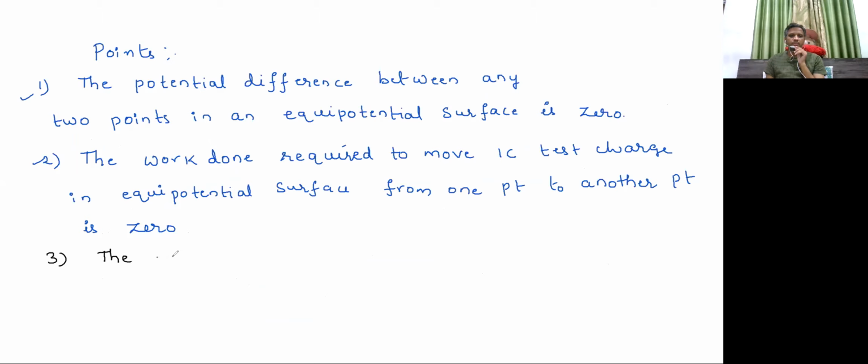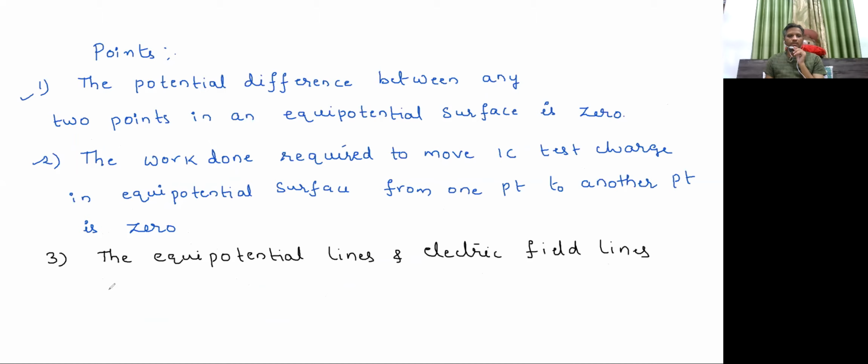The equipotential lines and electric field lines are perpendicular to each other. Now let us see one example of this equipotential surface.